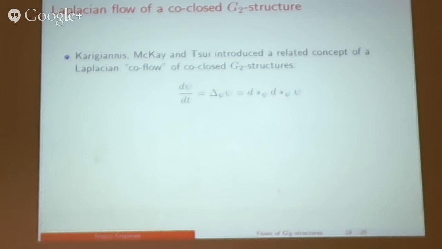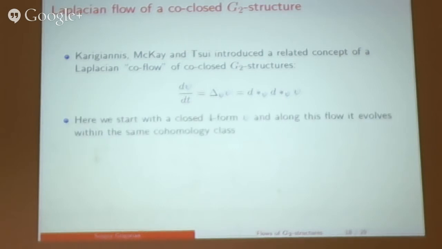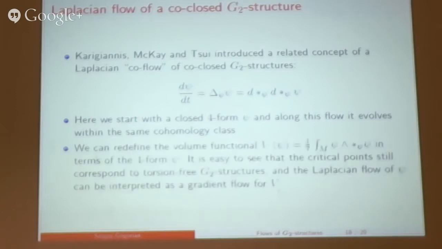This flow again preserves the cohomology class of psi. So remember, psi is closed, and we are deforming it by some exact 4-form. So we stay within the same cohomology class. And again, this flow can be interpreted as gradient flow for the Hitchin functional.